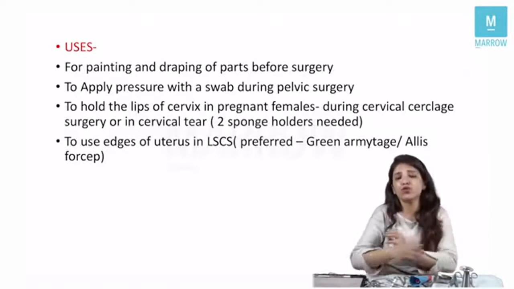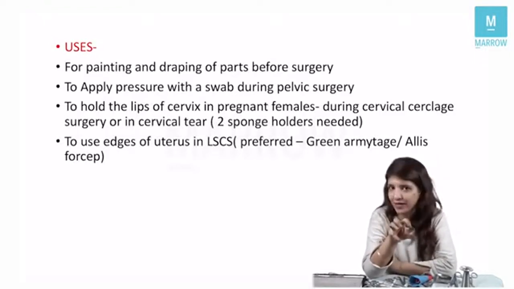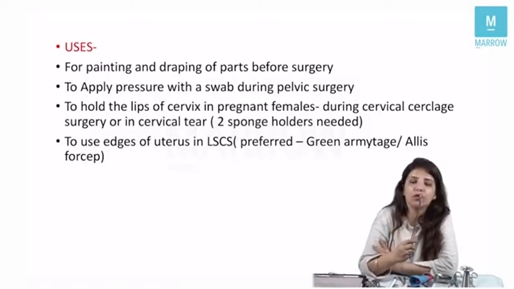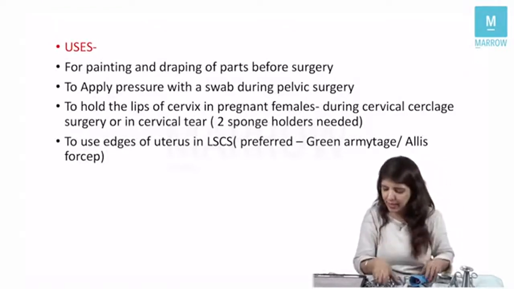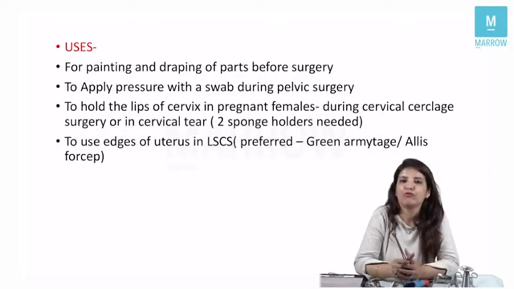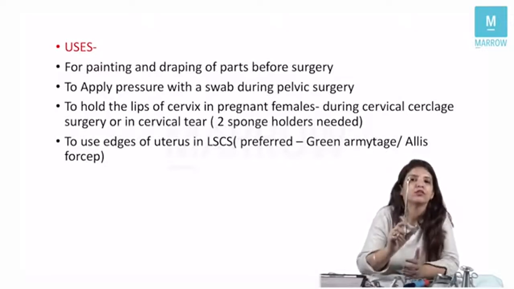Then suppose you are doing any pelvic surgery and you want to apply pressure on any bleeder at that part. In that case also I can pick up a swab with this sponge holding forceps, go deep into the pelvis and apply pressure, right? And now the last use of sponge holding forceps could be during LSCS. When you have given a uterine incision and once the baby is delivered, now you want to stitch the uterine incision. So you can hold the edges of the incision with sponge holding forceps.